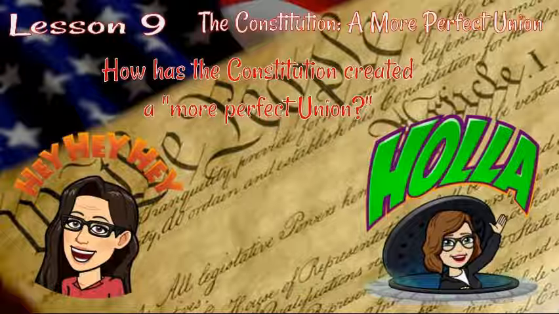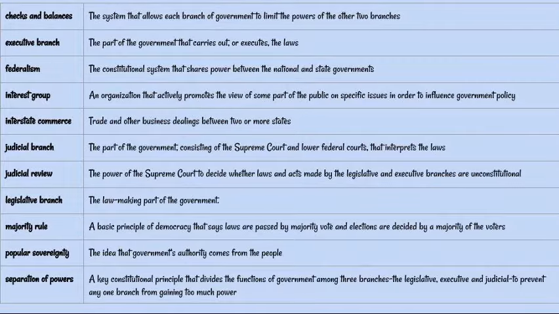As always, we're going to split this lesson up into 3 different podcasts, but there's a lot of incredibly important vocabulary. Here are the terms for you. Checks and balances, executive branch, federalism, interest group, interstate commerce, judicial branch, judicial review, legislative branch, majority rule, popular sovereignty, and separation of powers. That's a lot there.